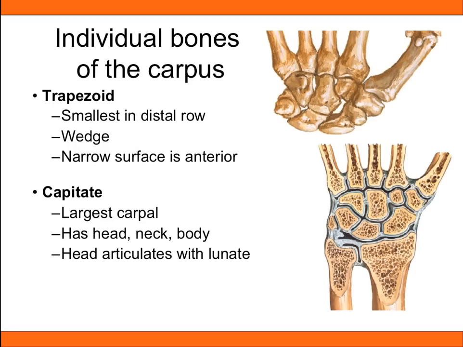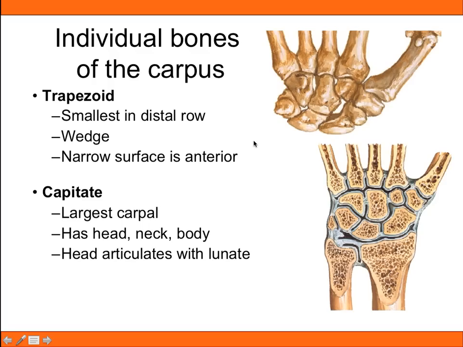Right, trapezoid. Okay, so we know that the trapezoid is trapped here at the carpus. It's the smallest in the distal row. The capitate is a larger carpal, as we mentioned before, has the head here, has the neck here, and the body here. I'll show you here. See, that's the head, that's the neck, and that's the body.